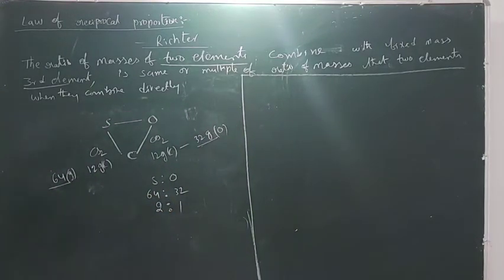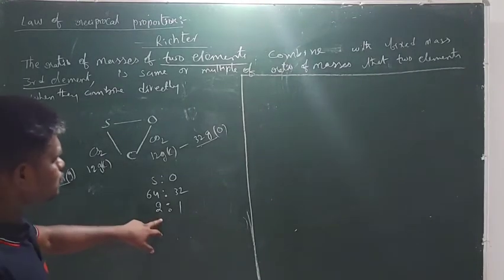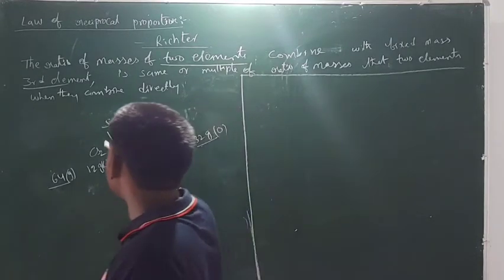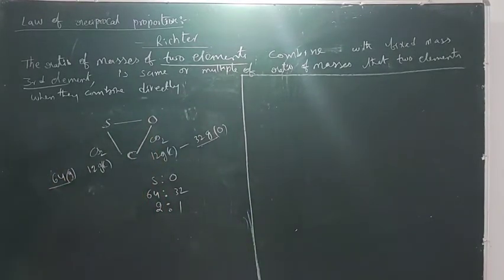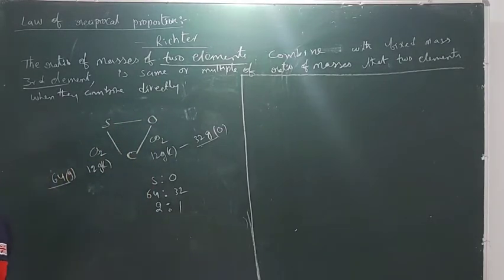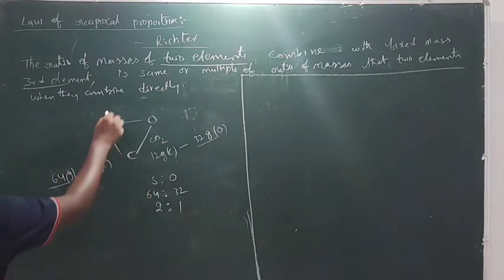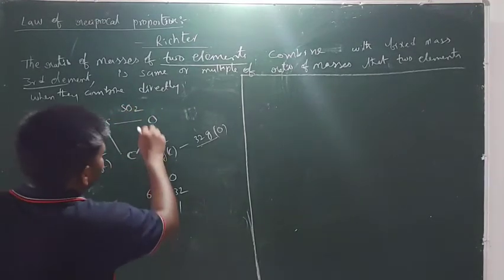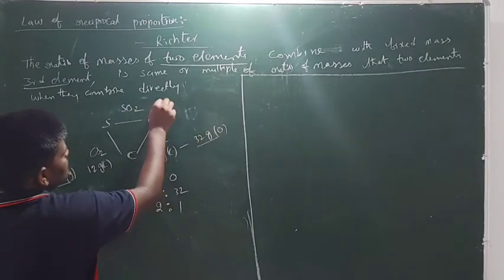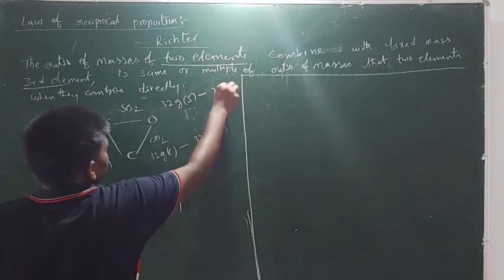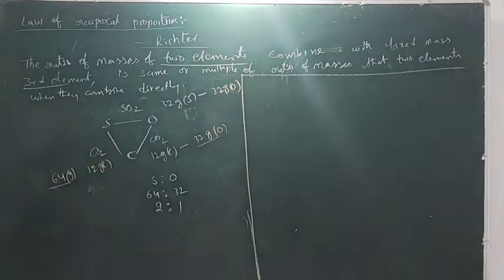Now, guys, according to the definition, this ratio should be the same as or a multiple of the mass ratio of the sulfur and oxygen when they combine directly to give some compound. Sulfur and oxygen can combine directly together and give SO2. In this SO2, let us take the mass of the sulfur and oxygen: the mass of the sulfur is 32 grams and the mass of the oxygen is also 32 grams.